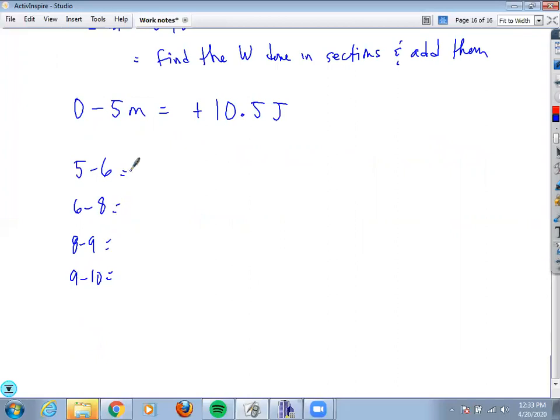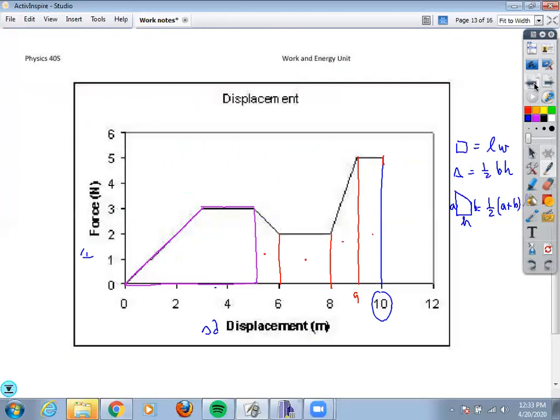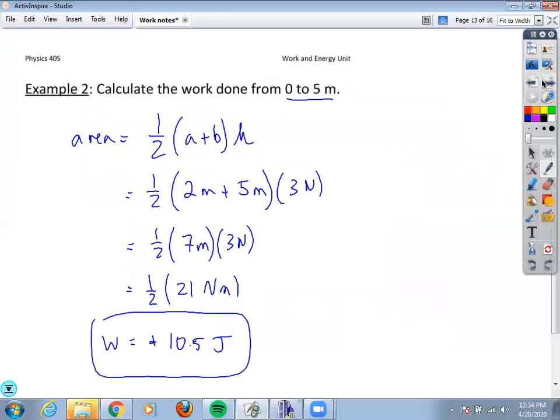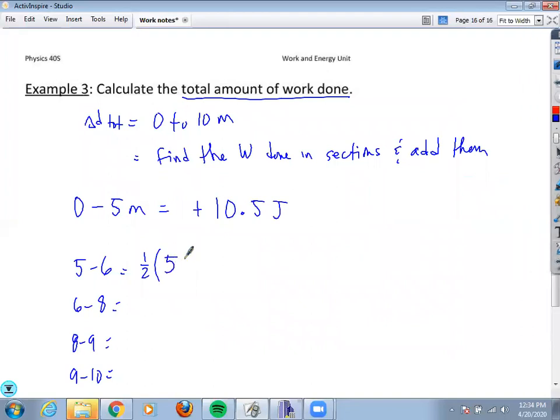Okay, so it's going to be 1/2 times A plus B times height. So we can kind of speed this up here. A and B are vertical this time, so A is 3, B is 2, so A plus B is 5, and the height in this case is the meters, 1 meter. So that would be 3 plus 2, 5, and then that would be 1. So 1/2 times 5 newtons times 1 meter. Okay, 6 to 8.